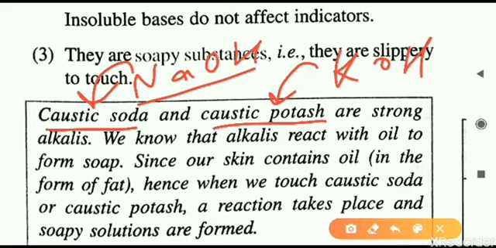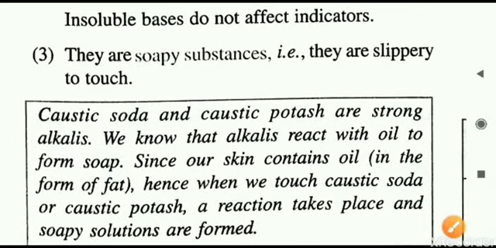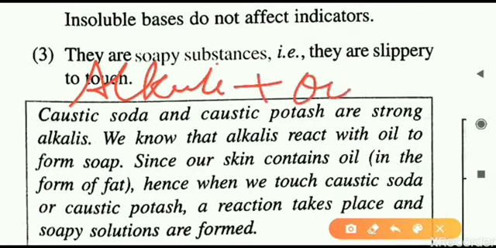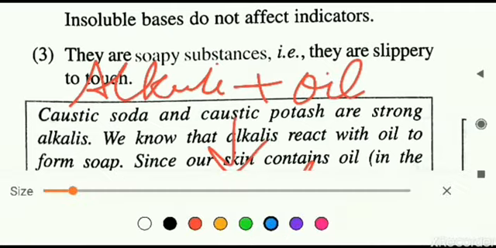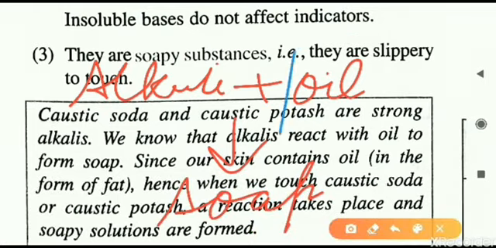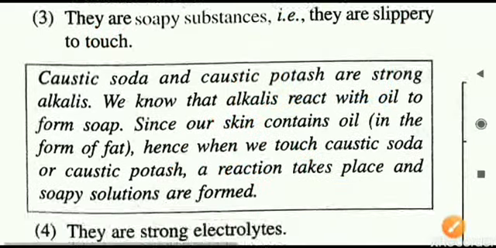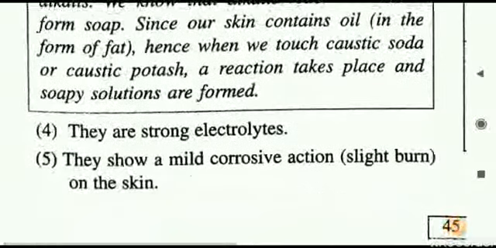Both of these are strong alkalis, and whenever alkalis react with oil they produce soap. So the reaction we can write is alkalis plus oil gives us soap. That is why these are soapy to touch. Now you may wonder where the oil is coming from when you touch it. Oil is naturally produced in human skin. So whenever we touch any alkali, the oil in our skin reacts with the alkali and produces soap, and we feel that the substance is soapy, or slippery. That is due to a reaction that naturally happens when you touch any alkali.